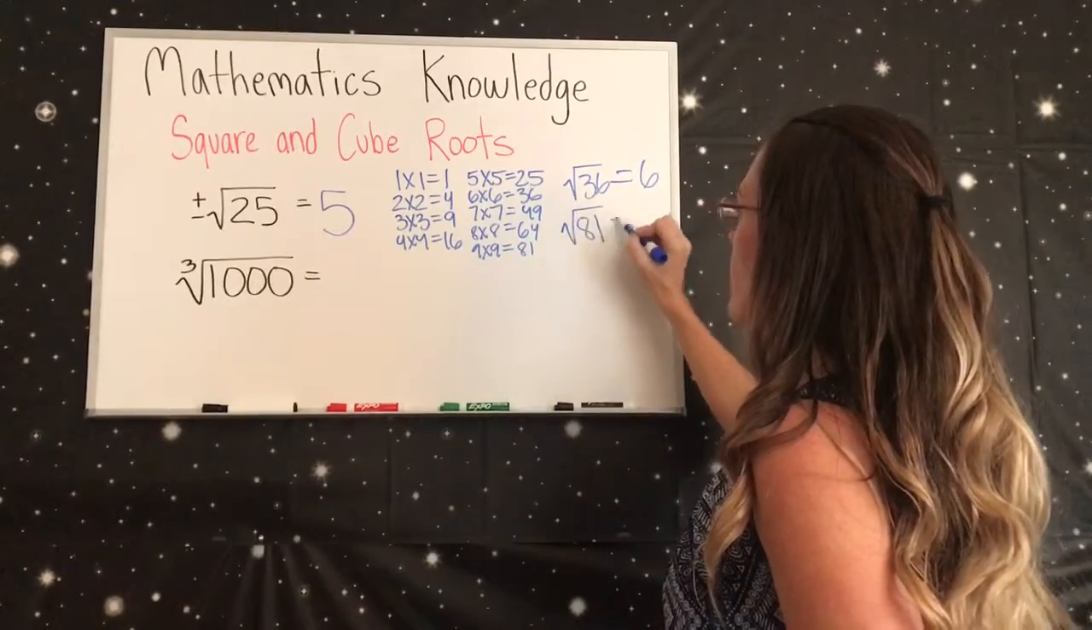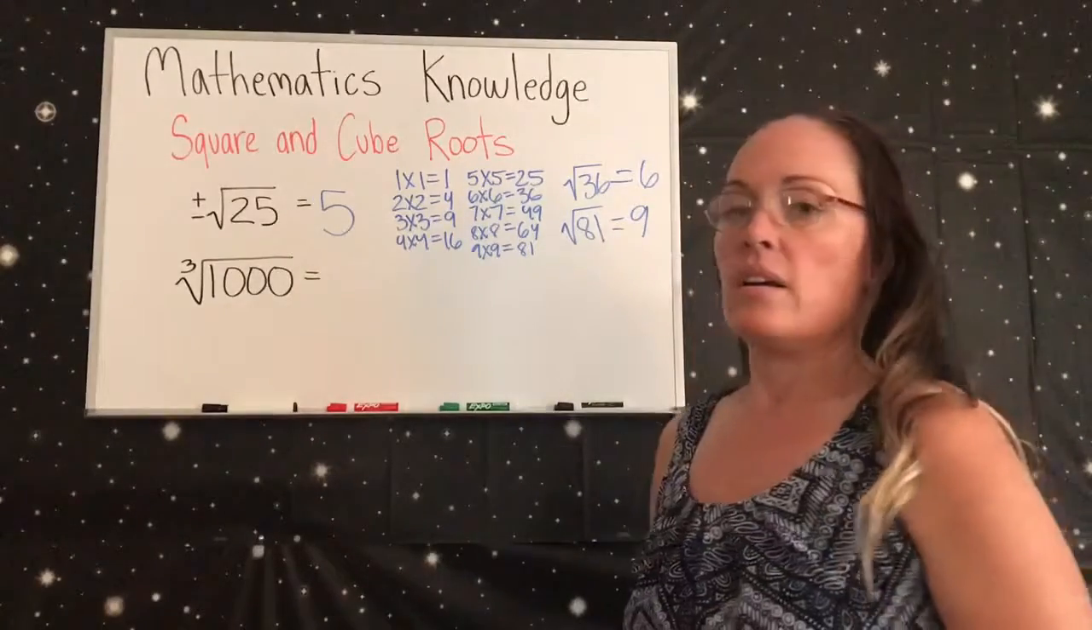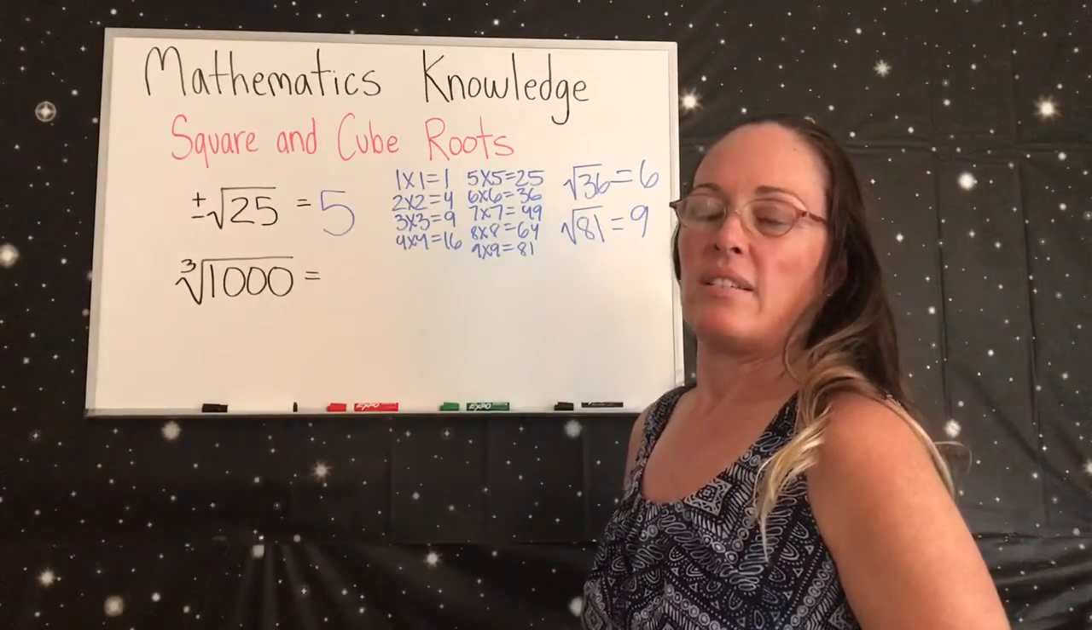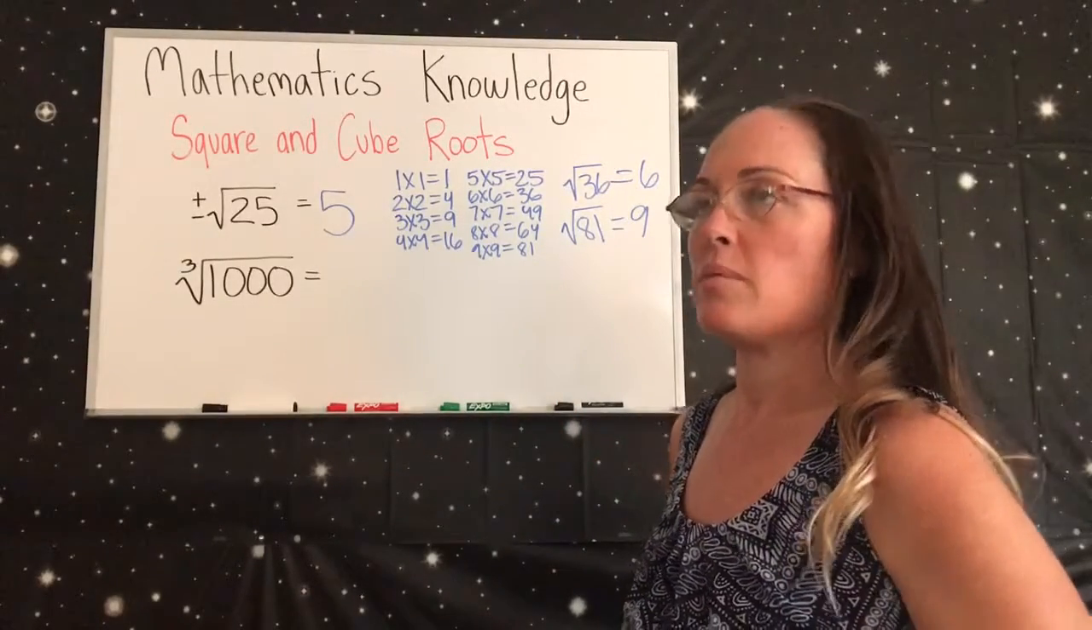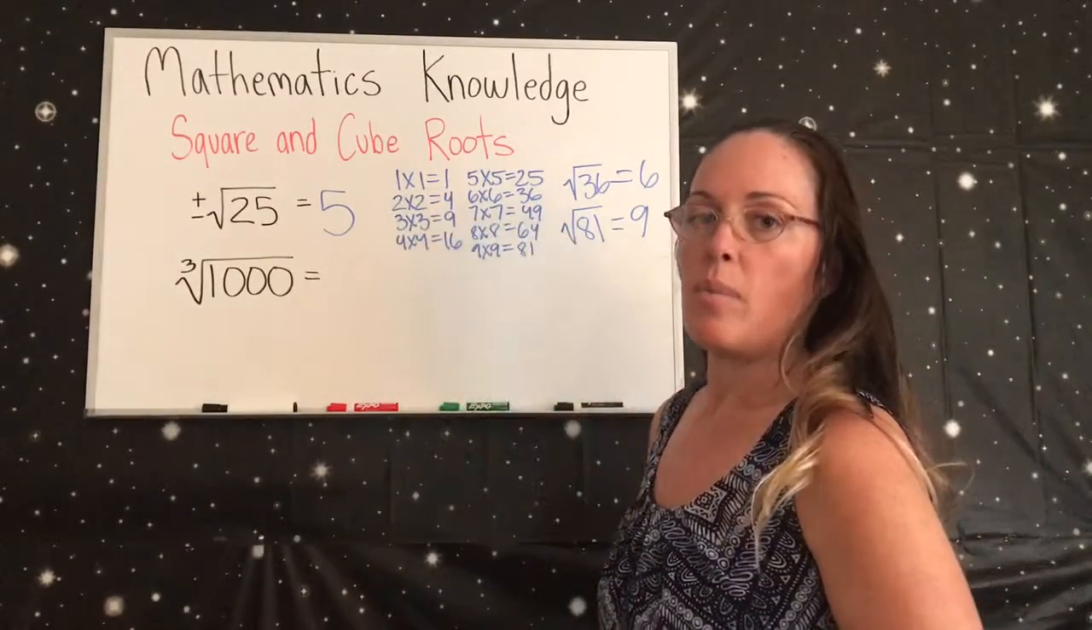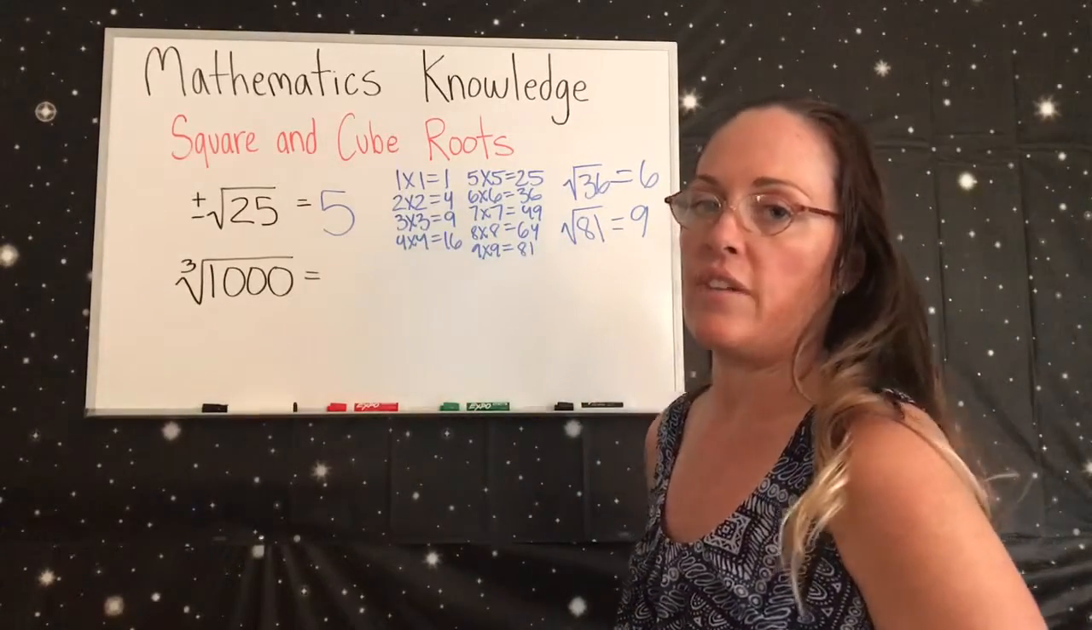Square root of 81 is 9. And then usually you don't go higher than a 10 times 10, which is 100. Sometimes 11s and 12s, but as long as you have the 1s through 10s memorized, you'll be able to answer the questions a lot faster.